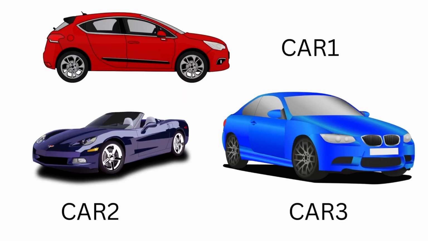Car 1, car 2, car 3, and so on. That means writing out all the variables again and again. And as the number of cars grows, it becomes messy and time consuming. This is exactly where object-oriented programming, or OOPS, comes in.